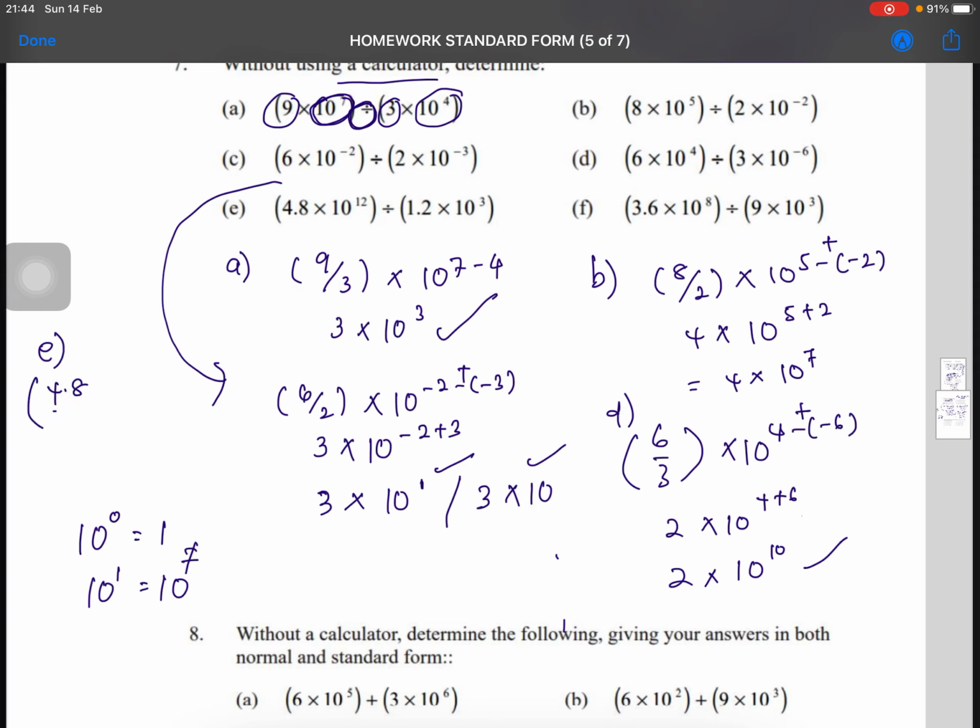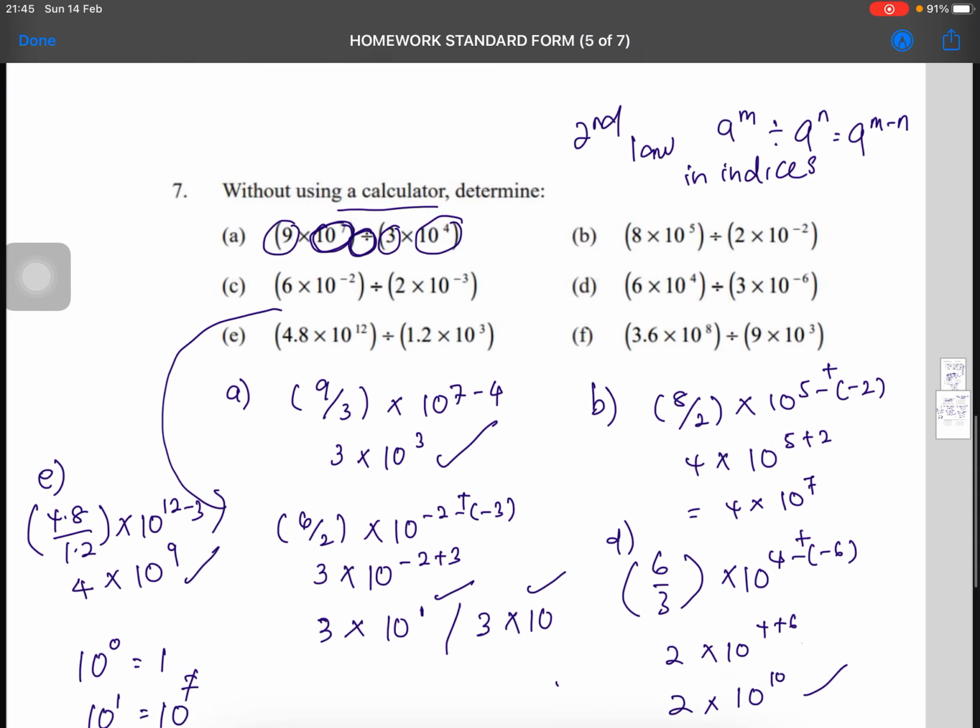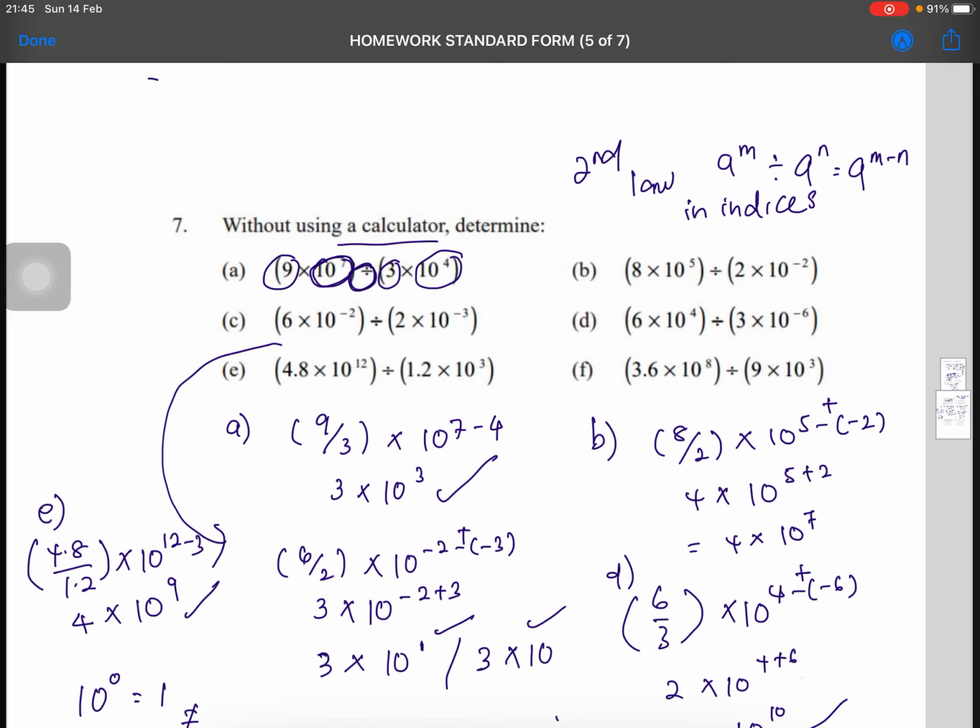E. 4.8 over 1.2 times 10 to the power of 12 minus 3. 4.8 over 1.2, you get the answer 4. You get 4 times 10 to the power of 9. Yes, in standard form. Okay, I think the last question, F.